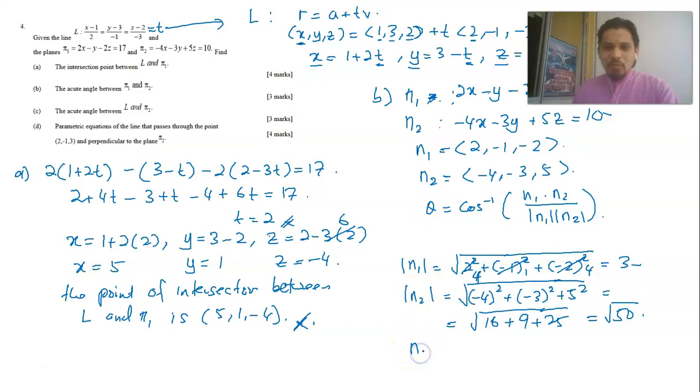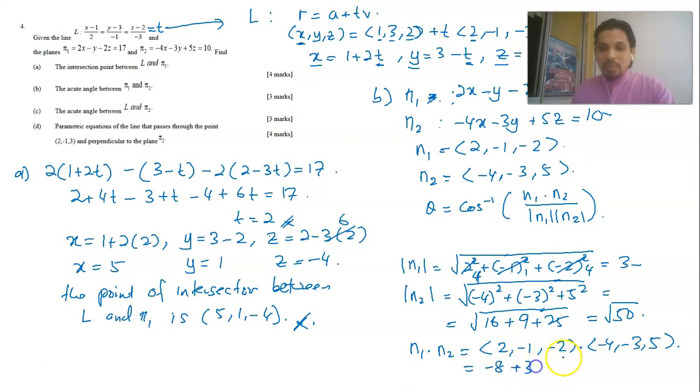And then n1 dot n2, where it is now 2, negative 1, negative 2, dot product with negative 4, negative 3, and 5. So 2 times negative 4 equal to negative 8, plus negative 1 times negative 3, 3. Negative 2 times 5 equal to negative 10. Negative 8 plus 3, negative 8, negative 10, negative 18 plus 3, negative 15. So substitute here.